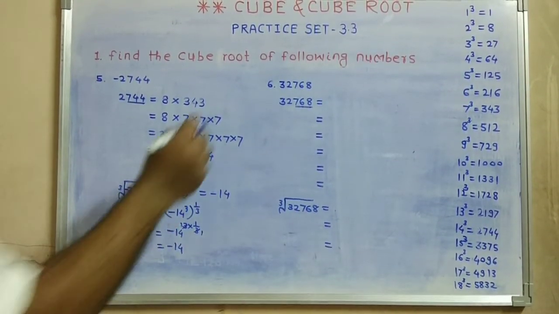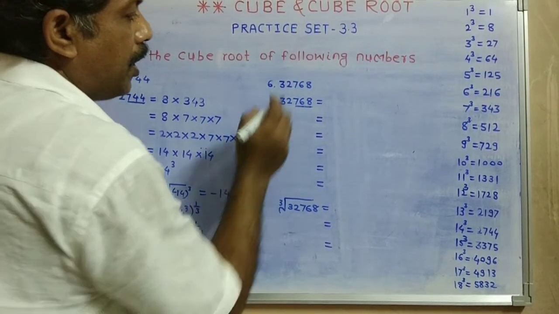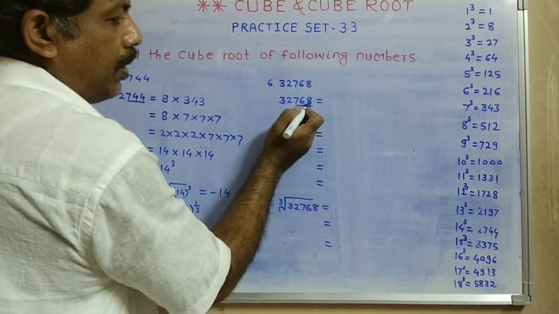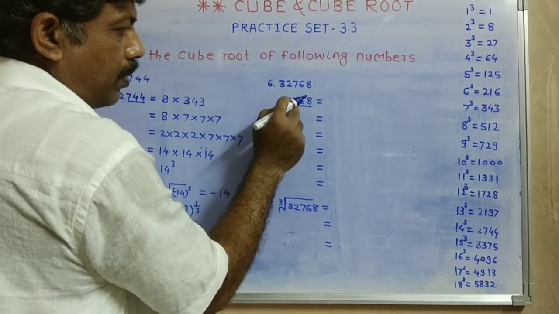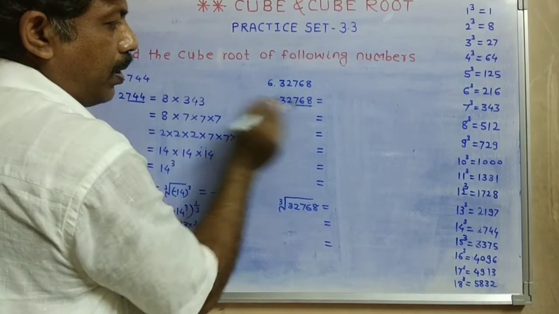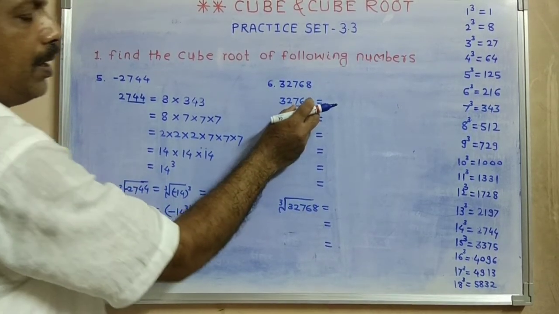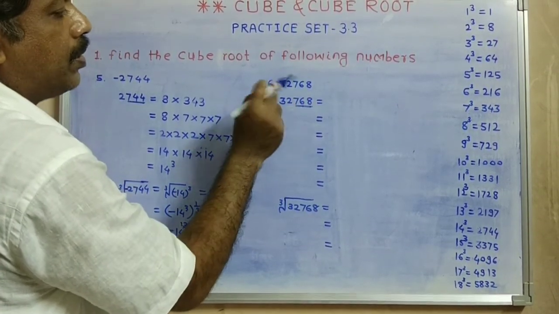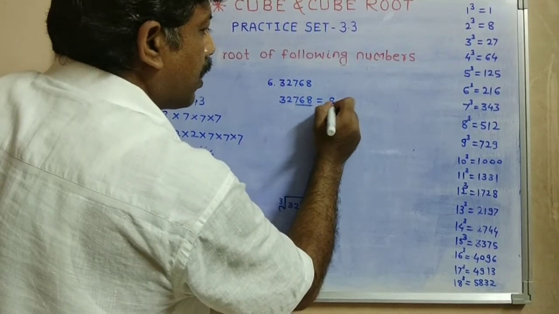Now the next example is there. This is a big number, 32,768. Here also is the same case. It can be divided by 2. This 68 can again be divided by 4. Therefore, the whole number will be divided by 4. Again, consider these last three digits, this will also be divided by 8. Therefore, this whole number will be divided by 8. Therefore, which factor am I considering first?